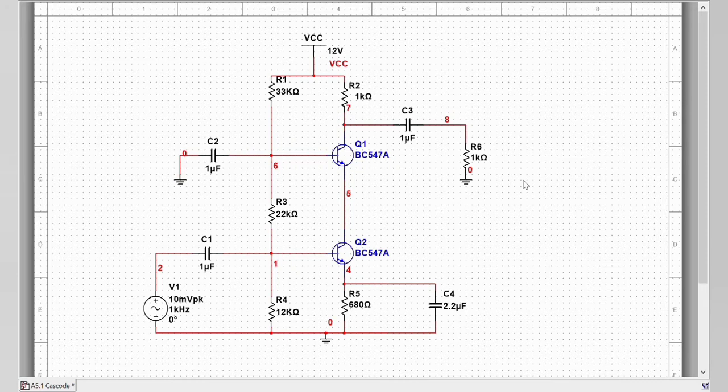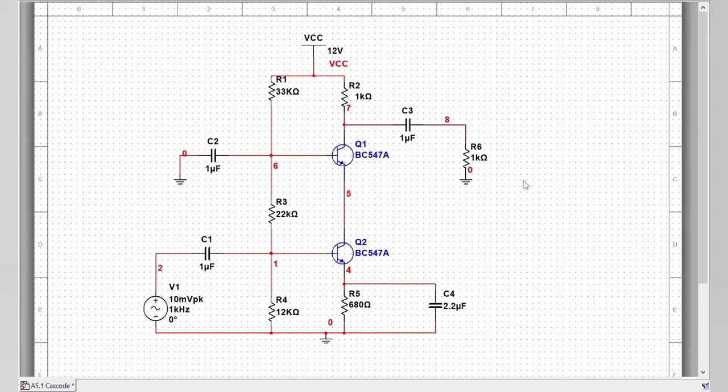Usually the function generator is used to produce or to change the frequencies, whereas the variations we can see in the CRO, and the negative of the function generator is connected with the ground. I have used 1 kilohertz as the frequency of the function generator.